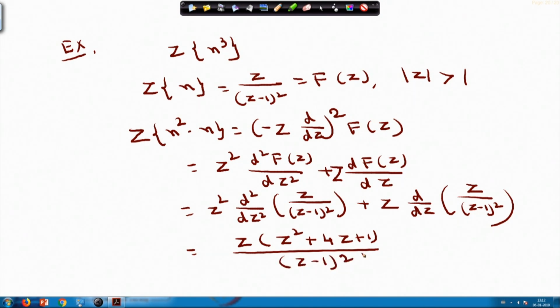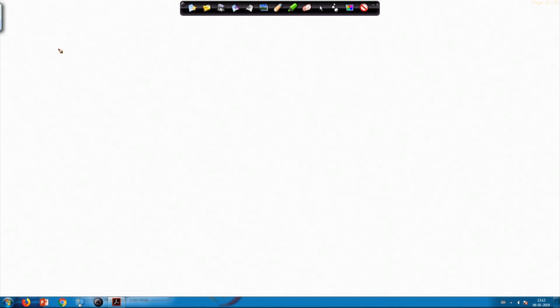So, the result is that the Z transform of n cube equals z into z square plus 4 z plus 1 divided by z minus 1 whole square. I am just using the property here, since I know the Z transform of n is z by z minus 1 whole square. Using the property, just by differentiation I am getting the Z transform of n cube.